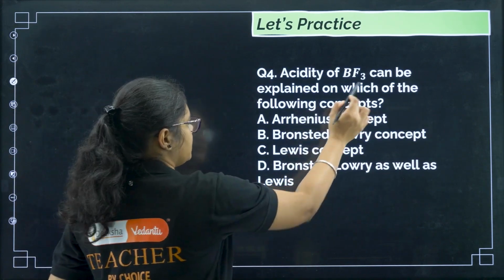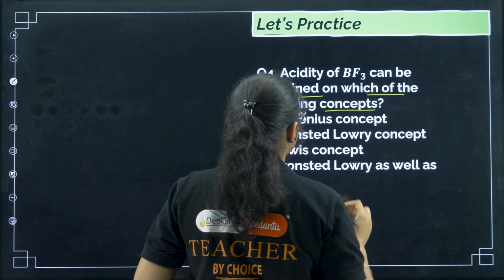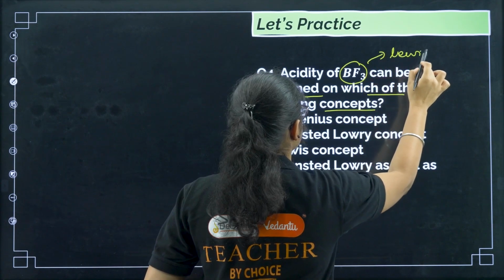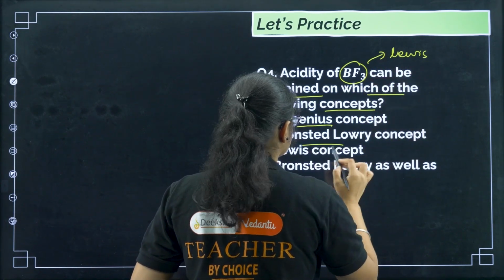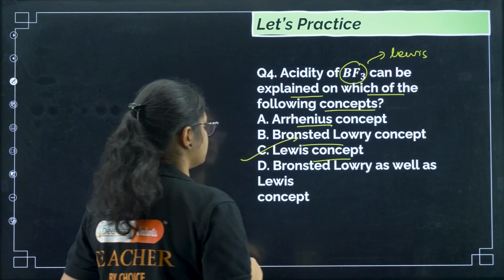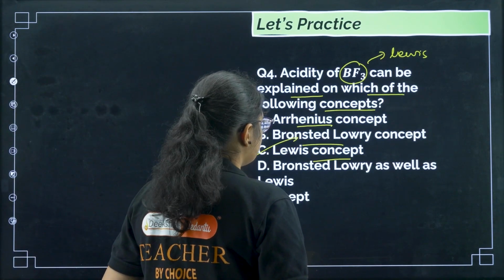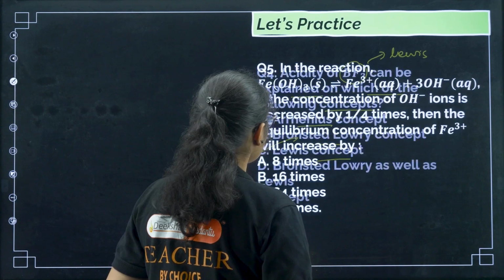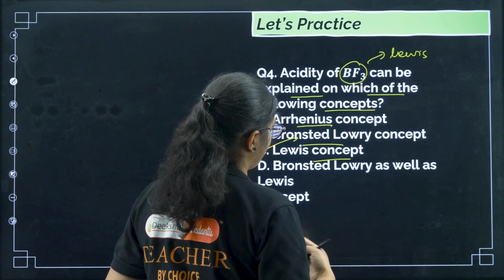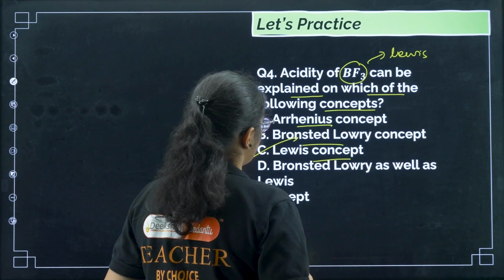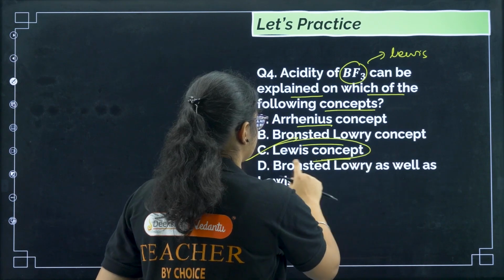Next, acidity of BF3 can be explained on which of the following concepts? So BF3 means it is on the basis of Lewis concept, right? Arrhenius no, Bronsted no, Lewis concept, that is option C here. One more option is there, Bronsted-Lowry as well as Lewis concept. No, it is only Lewis concept.